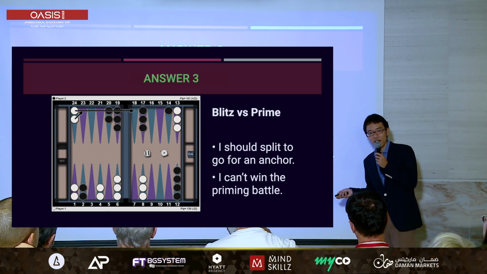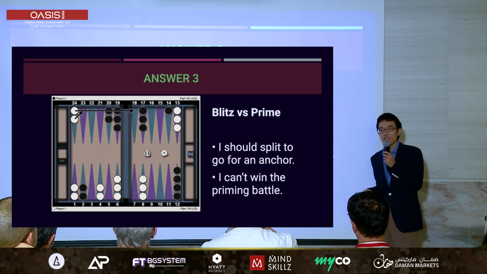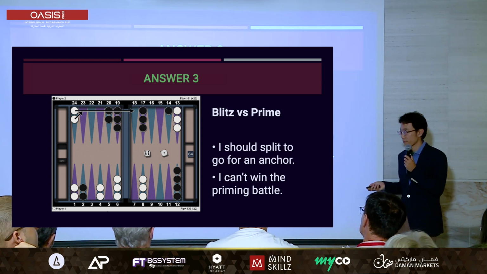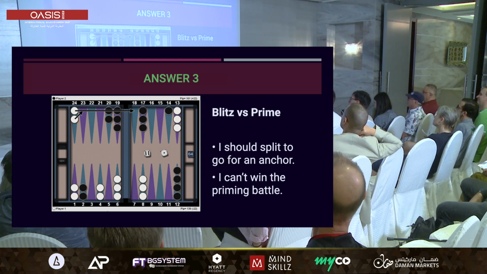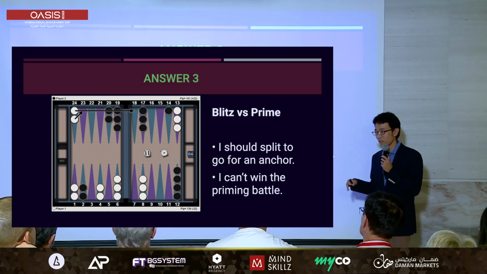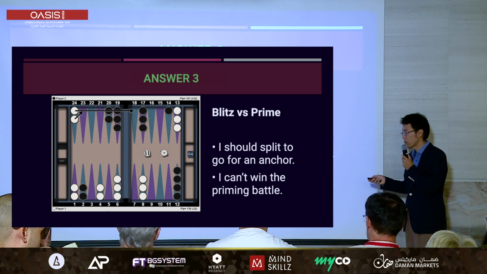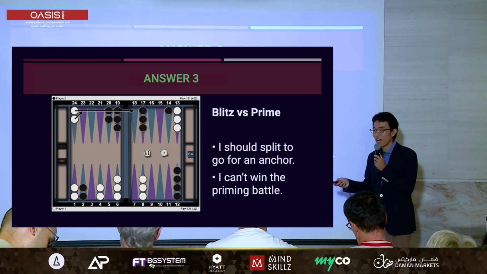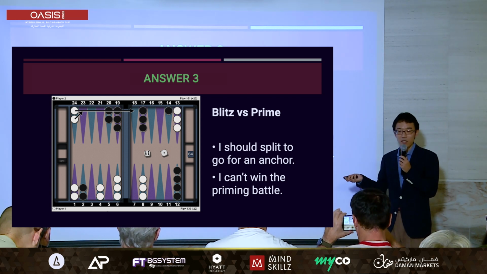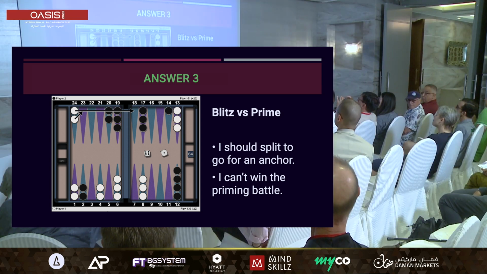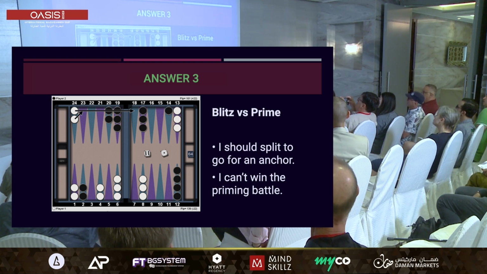And this is even harder. Maybe 92.5% of players are going to just make a bar point, including myself, by the way. Before I came up with this idea, I did not understand this. You know what I mean? But if you think deeper, I should split to go for an anchor because I really need an advanced anchor now, because he's going to prime me, right? So before he develops his strategy, I have to get an advanced anchor. So it makes perfect sense for me to split now.